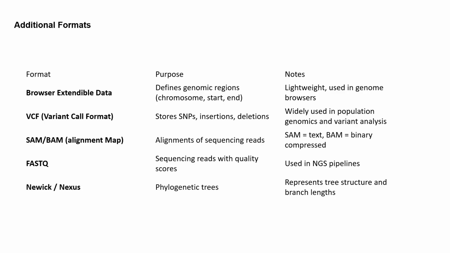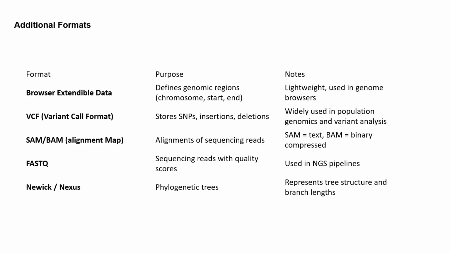Next, we have some additional formats, like BED, browser extensible data, which defines genomic regions, like where a gene is located on a chromosome, where it starts and where it ends. It is lightweight and used in genome browsers. VCF, variant call format, stores all the variations that can occur inside your genome or gene under study, including single nucleotide polymorphisms, insertions, and deletions. It is widely used in population genomics and variant analysis if you are studying a larger population size.